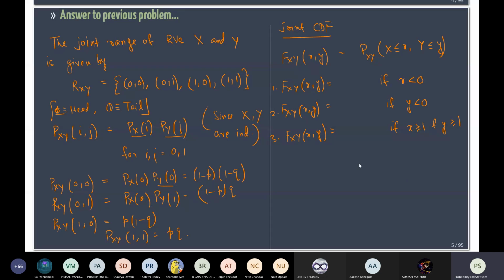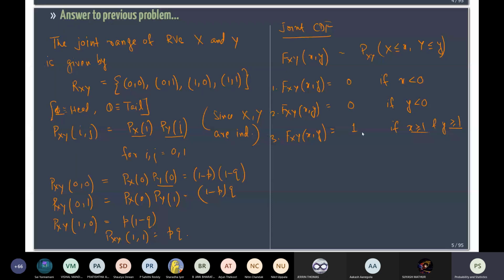So here it will be 0, and here, as you said, it is 0, and here, since we have hit all possible values, this will include the whole sample space, so that will be 1.